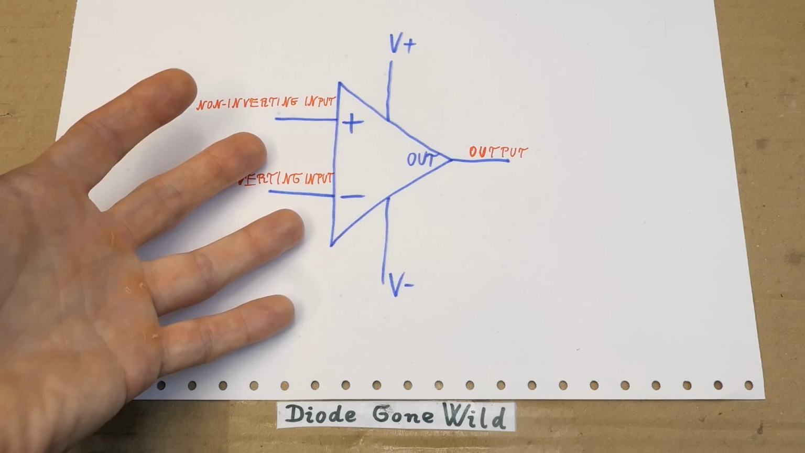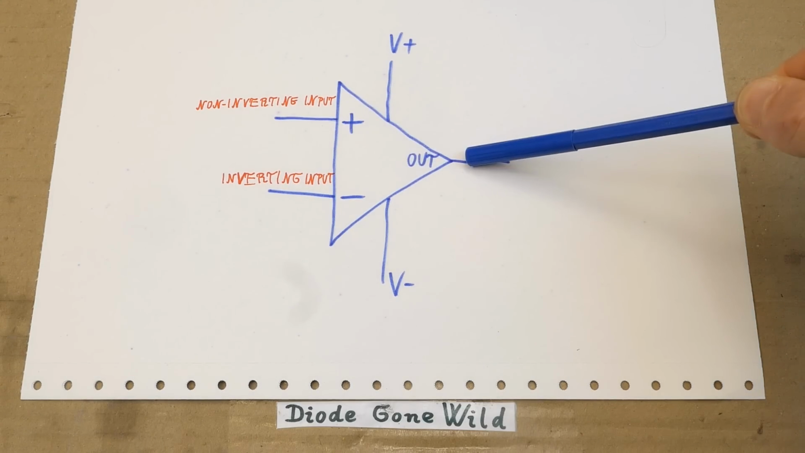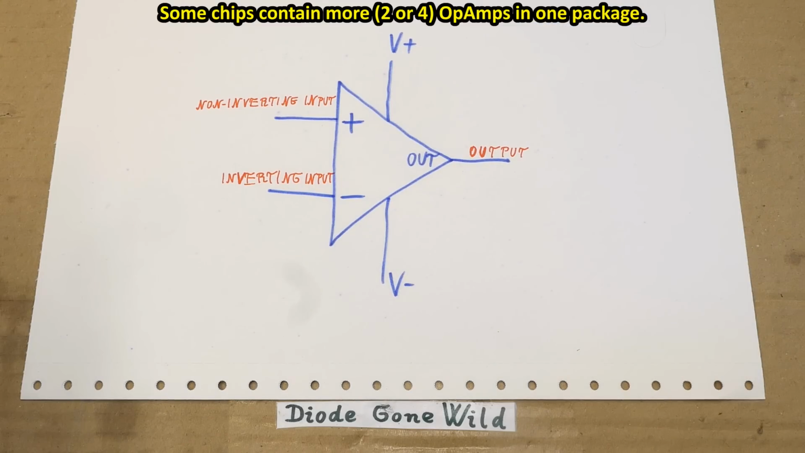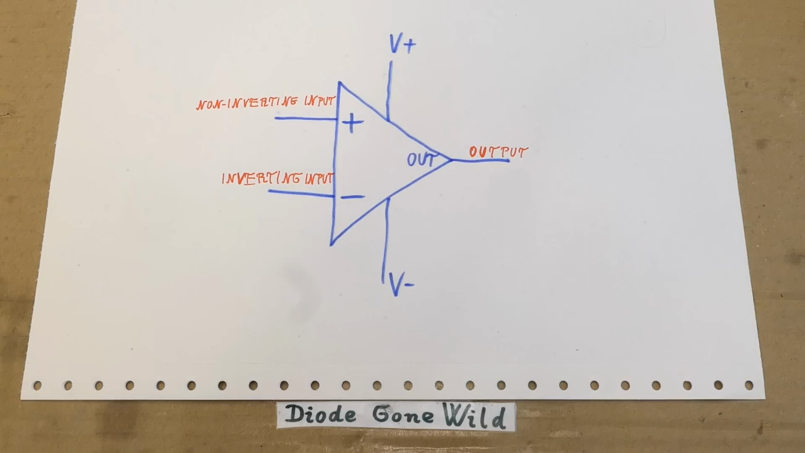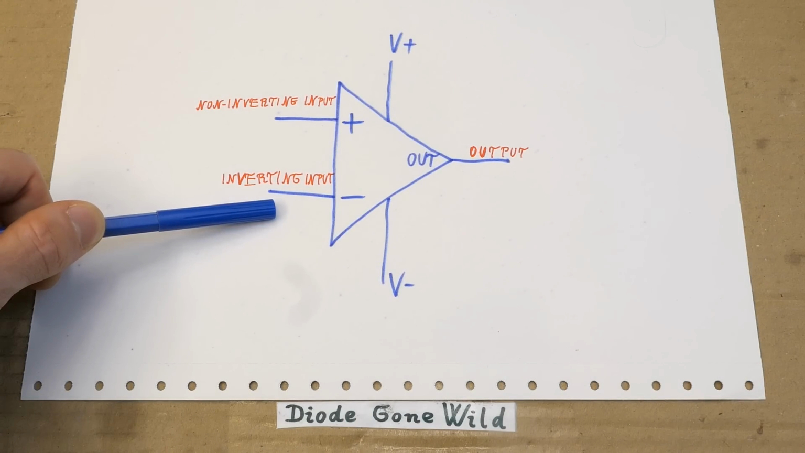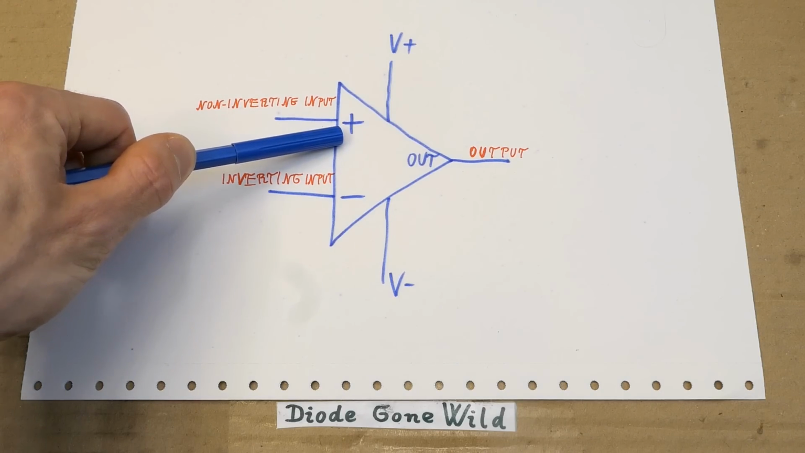Both OpAmps and comparators have the same symbol, and they are very similar. They have two inputs, one output, and two supply pins. The supply pins are the positive and negative, or in some cases positive and zero. There are two inputs, an inverting input with a minus symbol, and a non-inverting input with a plus symbol.